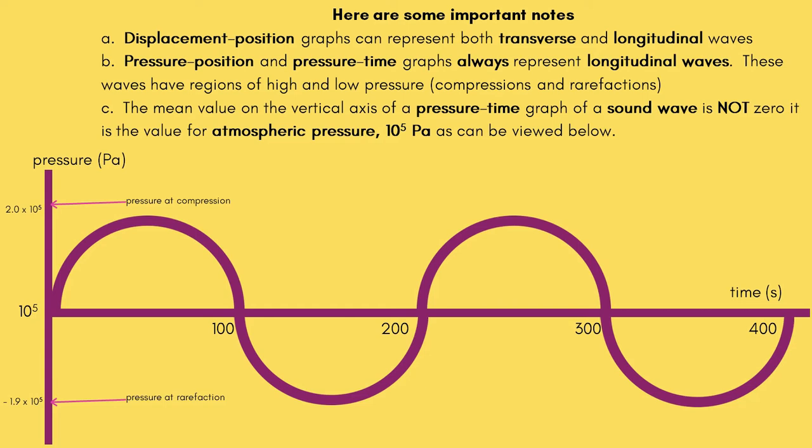Here are some important notes. A. Displacement-position graphs can represent both transverse and longitudinal waves. B. Pressure-position and pressure-time graphs always represent longitudinal waves. These waves have regions of high and low pressure, known as compressions and rarefactions. C. The mean value on the vertical axis of a pressure-time graph of a sound wave is not zero. It is the value for atmospheric pressure, which is 10 to the 5 pascals, as can be viewed below.